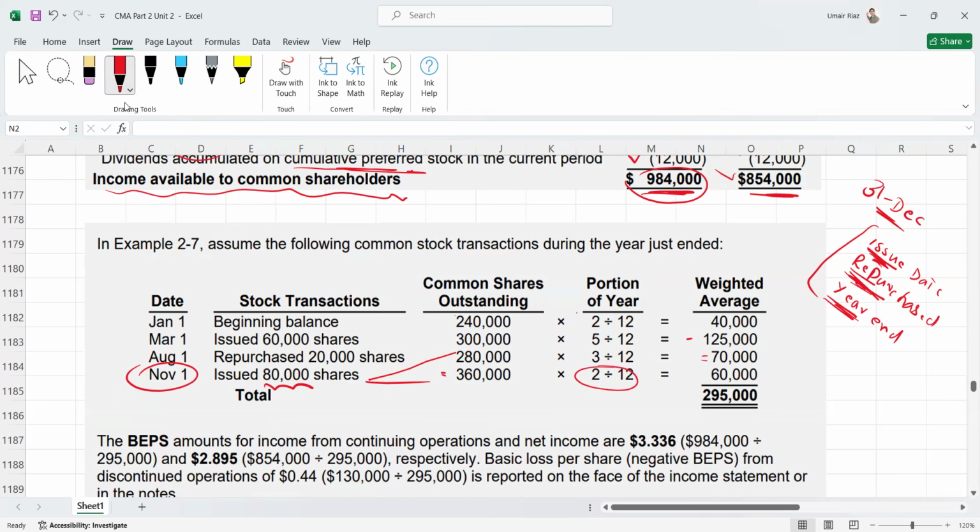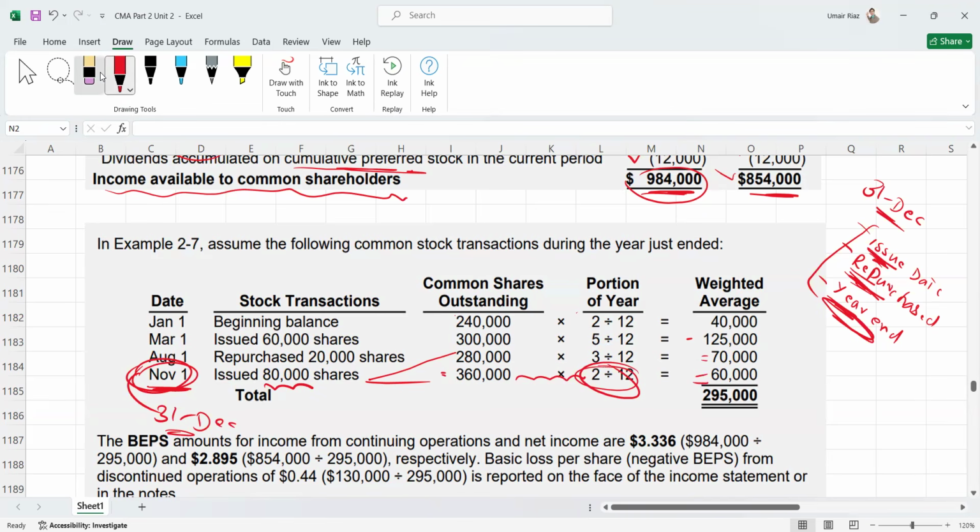Now how do I calculate this 2 by 12? Please remember, from this date till the next issue, repurchase or year end. After this we have a year end, 31st December. So November 1 till 31st December, these are 2 months, so we'll take 2 by 12. 360,000 into 2 by 12, so the weighted average shares are 60,000.